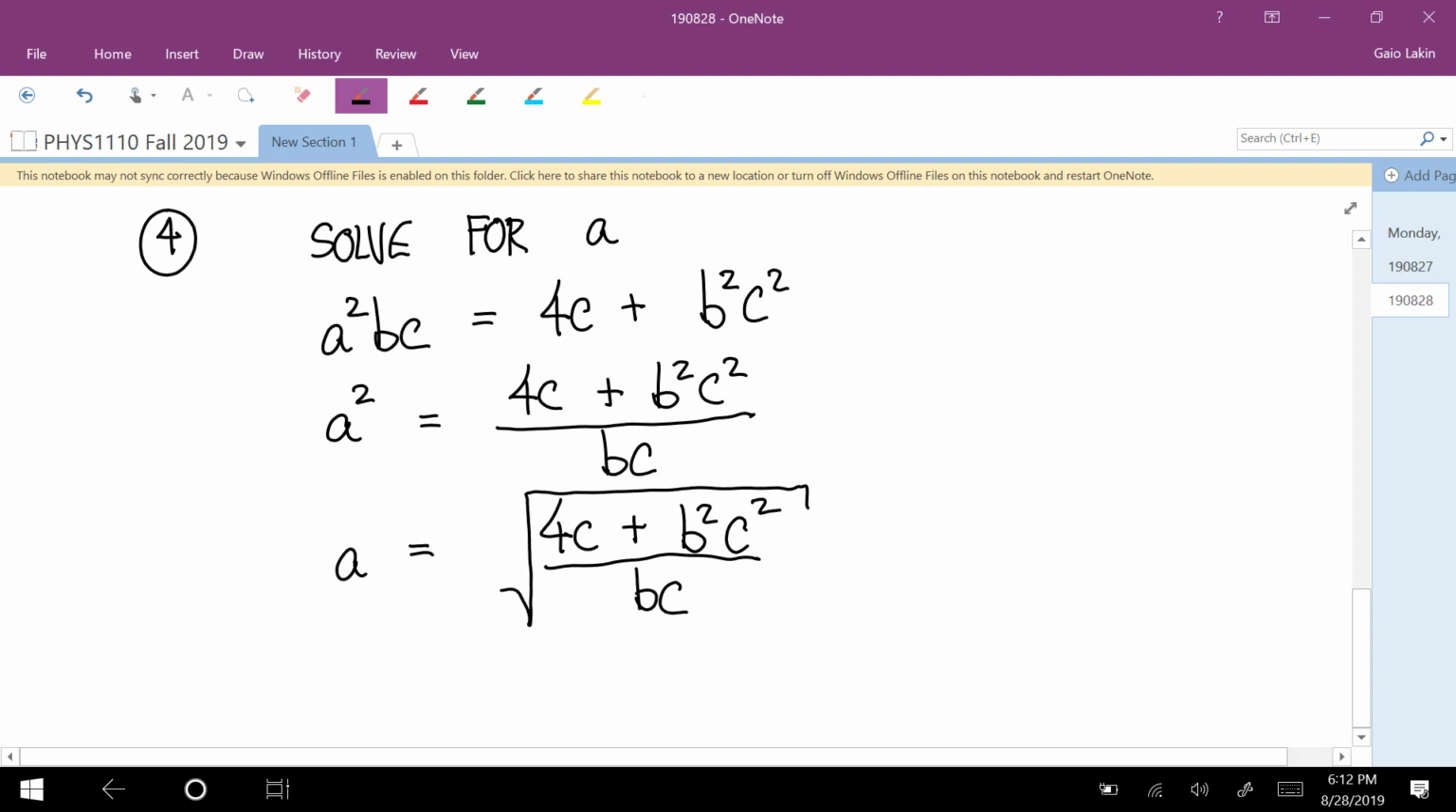And one more thing, if we know a squared is equal to this, well, there's two ways that you can get this when you square something. Your answer could be the positive square root of this thing, or it could be the negative square root of that thing. So yeah, you need that plus or minus in there.